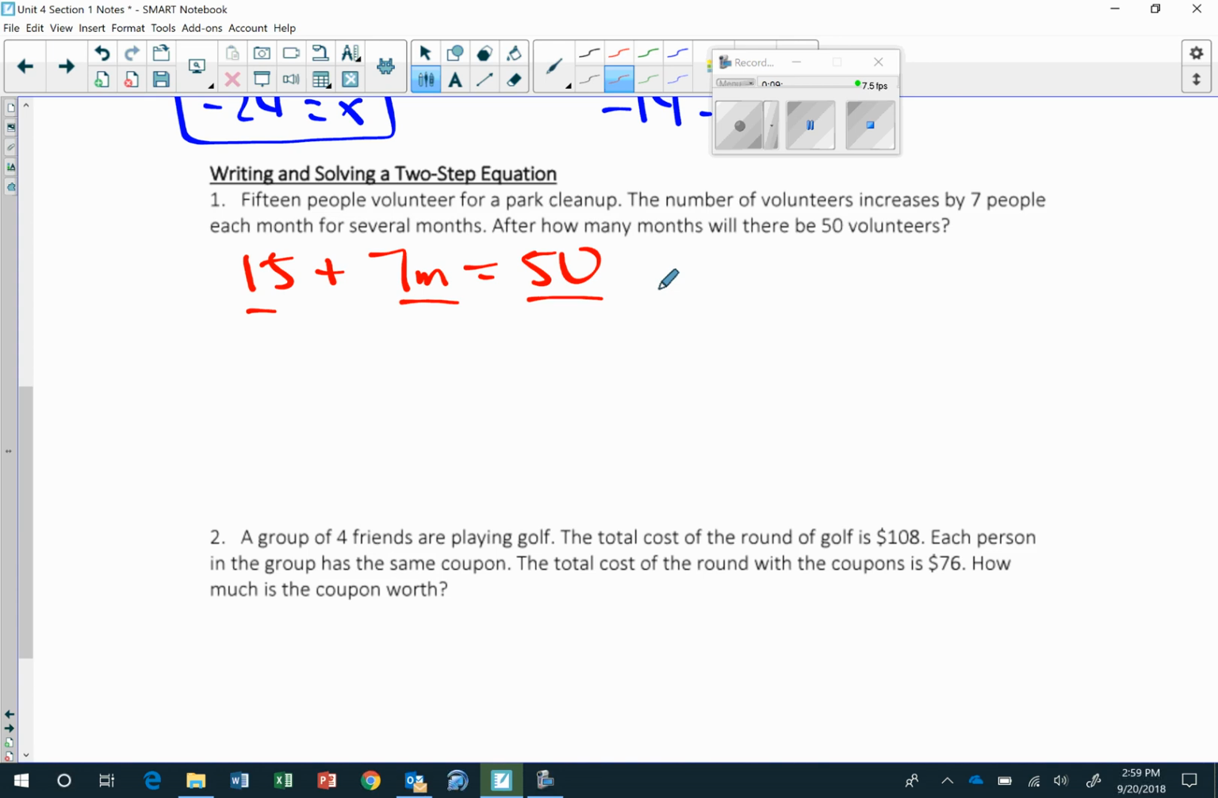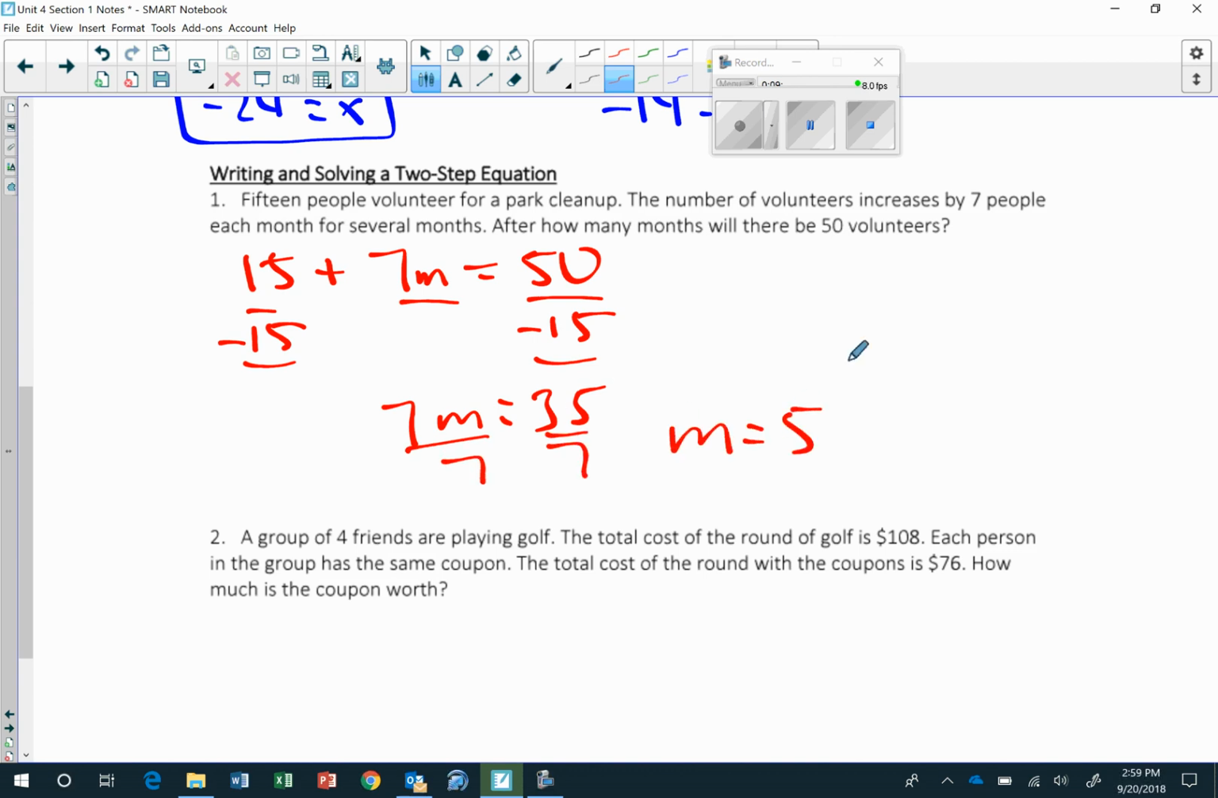We have to add or subtract first. In this case, we have a positive 15, so we're going to subtract 15 from both sides. We'll get 7m equals 35. Then we need to multiply or divide. In this case, we're already multiplying, so we're going to divide by 7, and we'll get m equals 5. So in 5 months, there will be 50 volunteers.